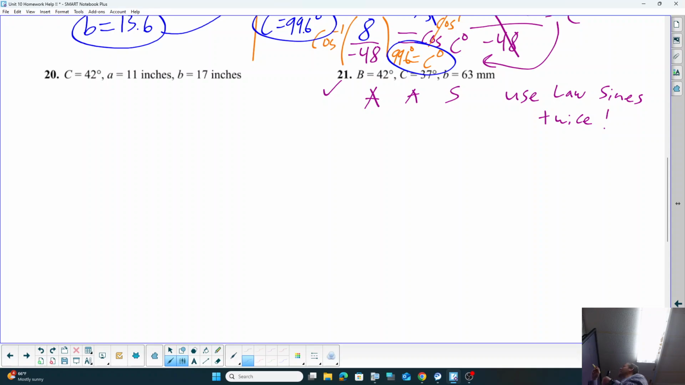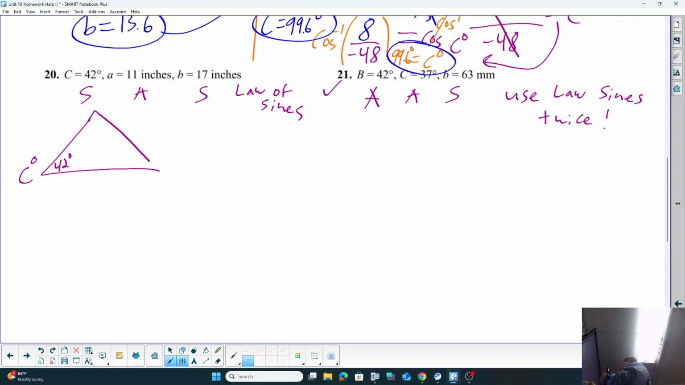But this one is definitely tricky because this is a side angle side. So we have to use the law of sines now, right? Because that's a side angle side. So we go ahead and draw our 42 degrees. Across from big C is little c, which we don't know. And then we have big A, we don't know. We do know little a is 11 inches. And across from big B is little b, which is 17 inches.